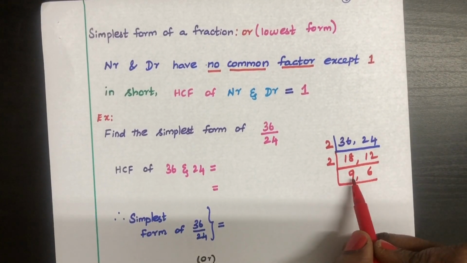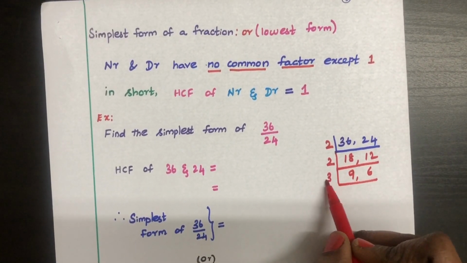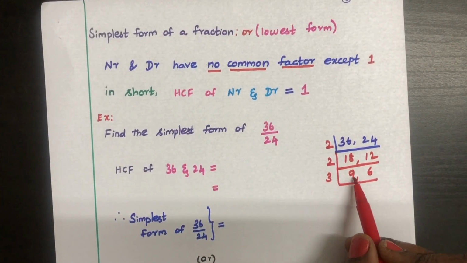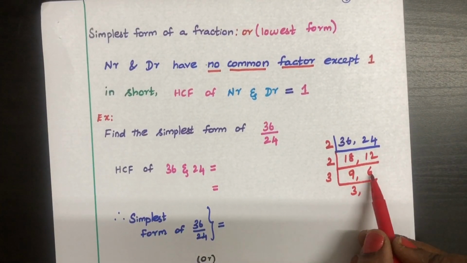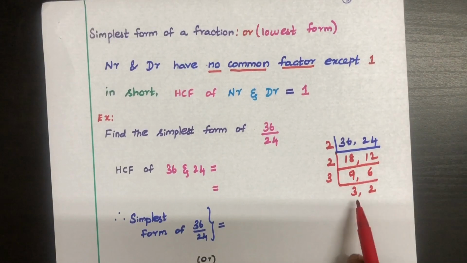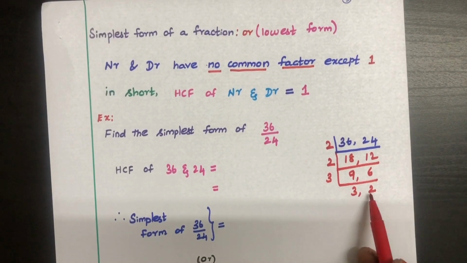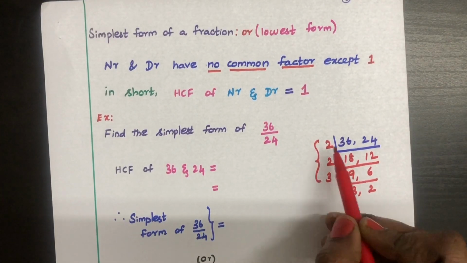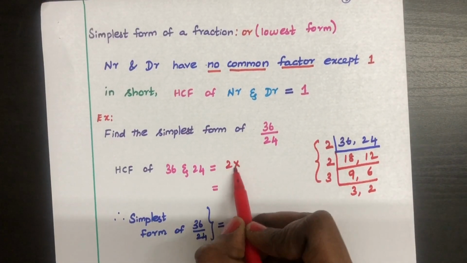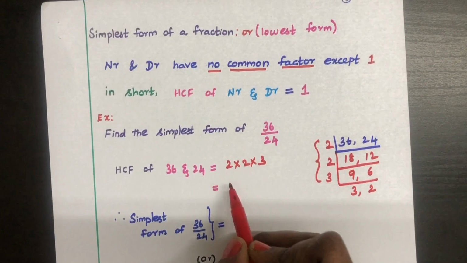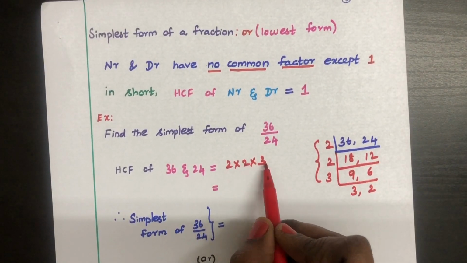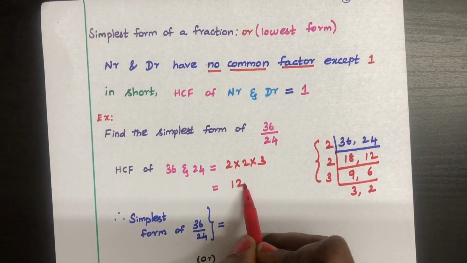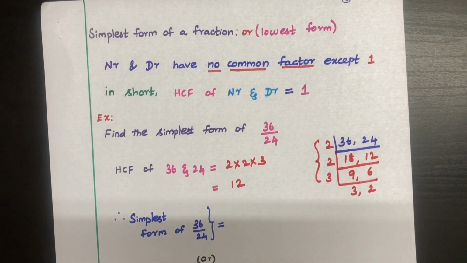Now which common number can divide both? 3 can divide. So how many 3's in 9? 3. How many 3's in 6? 2. Is there any common factor between 3 and 2? No. So we need to stop here. So our HCF is 2 into 2 into 3. 2 2's are 4, 4 3's are 12. So 12 is our common factor, HCF.